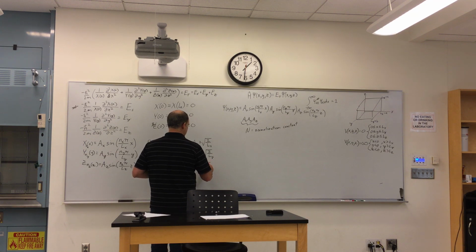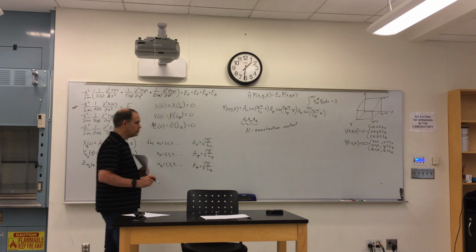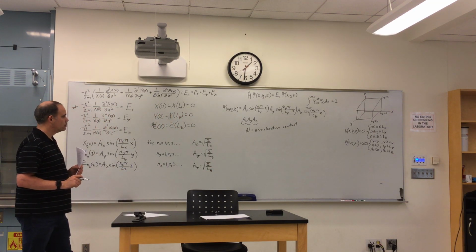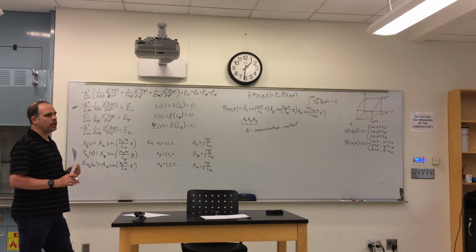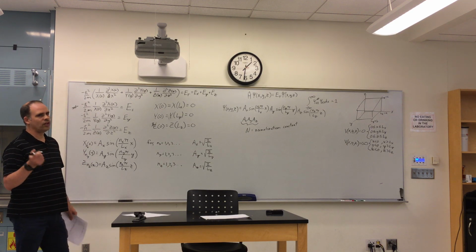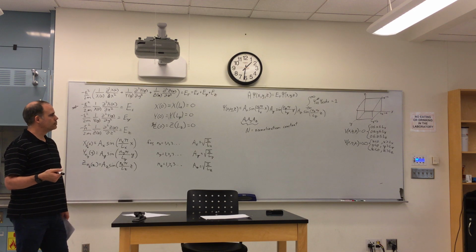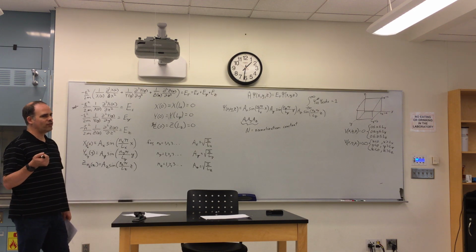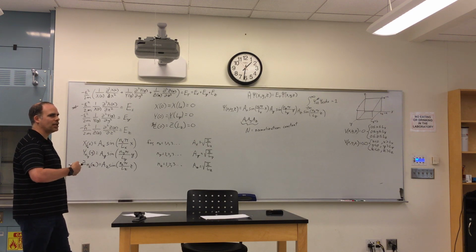Wait, so what was the L over Q? That was probability? Remember we also had L over 2? Oh, the L over 2 was the average value of x. Yeah. But before we can do the average value of x, we need to know the normalization constant.